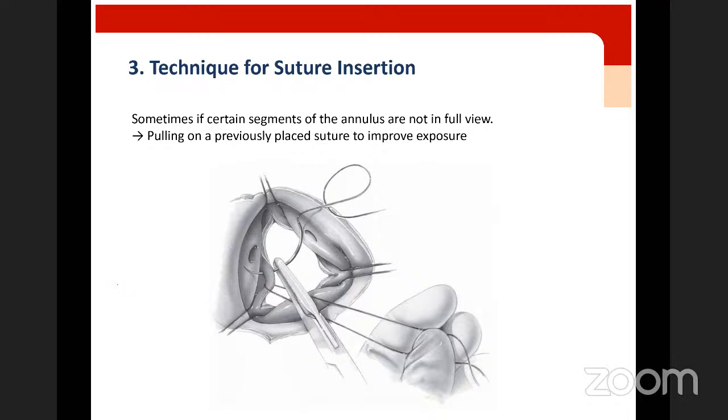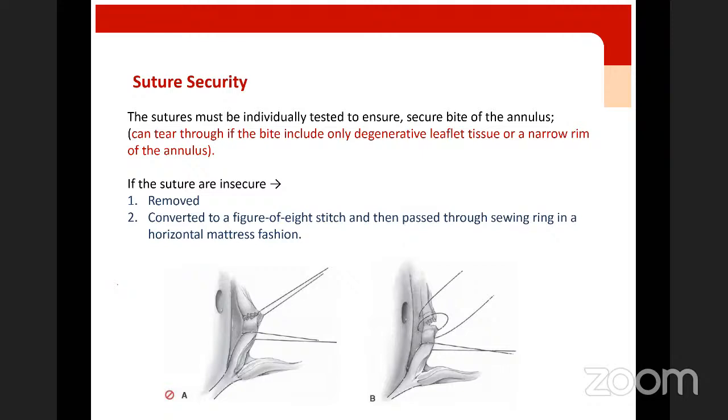Suture security and what it means. All sutures must be individually checked and tested to make sure they are secure and will not cut through. This is the case if the bite includes only a small rim of the annulus; it would easily cut through. If the sutures appear to be insecure, then we either remove it or convert it into a figure of eight stitch and then pass it, as shown here.